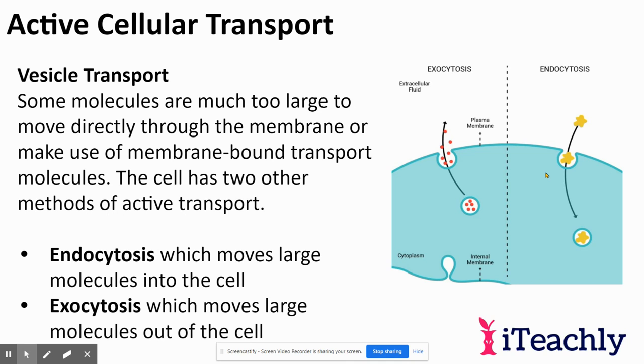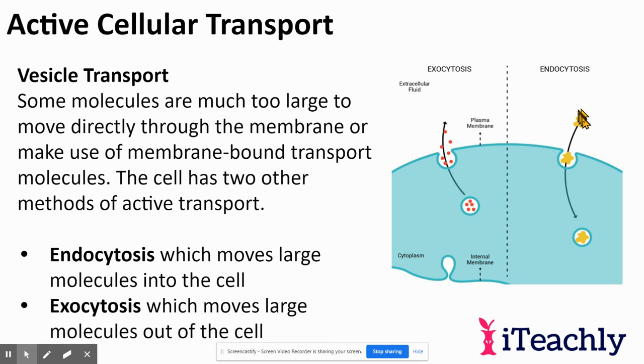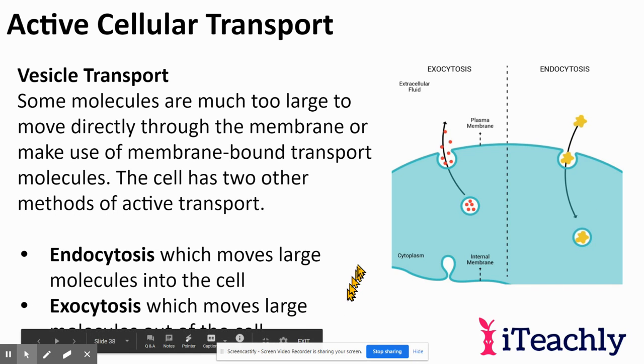But some molecules are too large to move directly through the membrane or make use of membrane-bound transport molecules. The cell has two other methods of active transport, which requires ATP. So endocytosis moves large molecules into the cell. So this is endocytosis. So it's moving in, right? It's taking stuff from the outside and moving it in. And exocytosis moves large things out. So this is exocytosis.